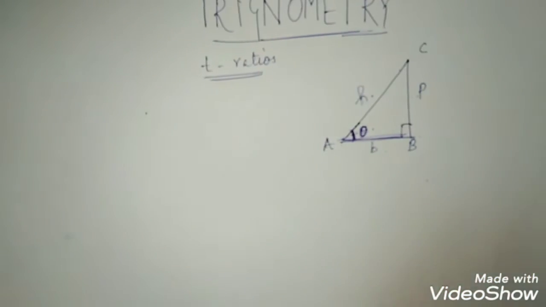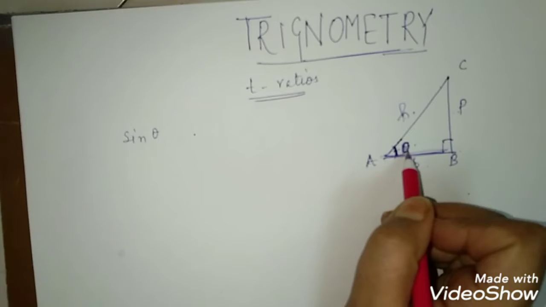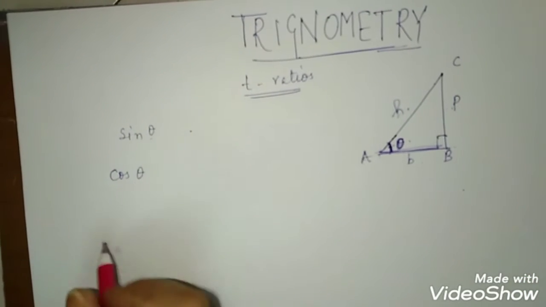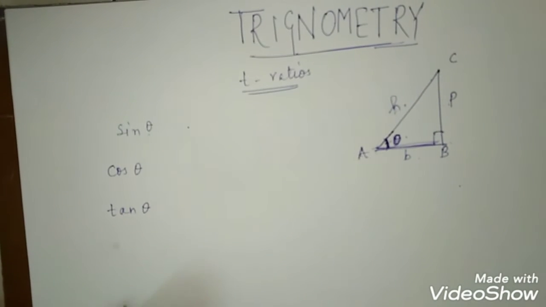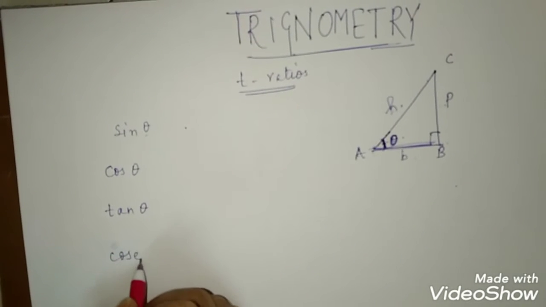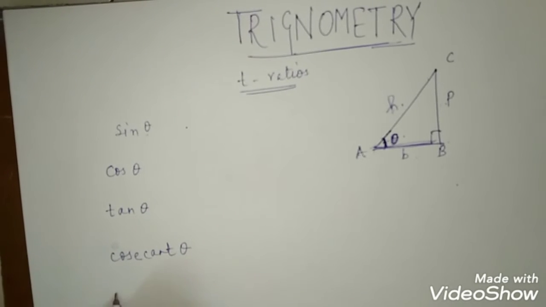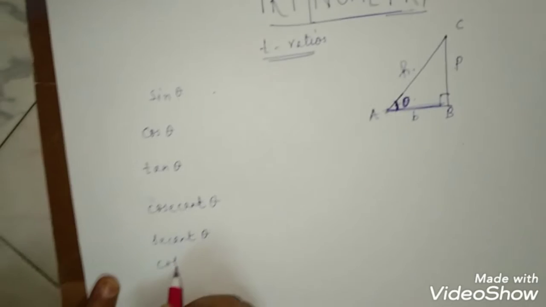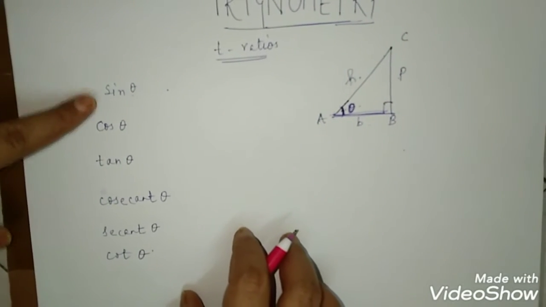Fine. So we have various T ratios. Because we have taken the angle as theta, I am taking it as theta here: sin theta, cos theta, tan theta. We will learn these three first, then we can easily find cosecant theta, secant theta, and cot theta. But first we need to learn how to find these three.